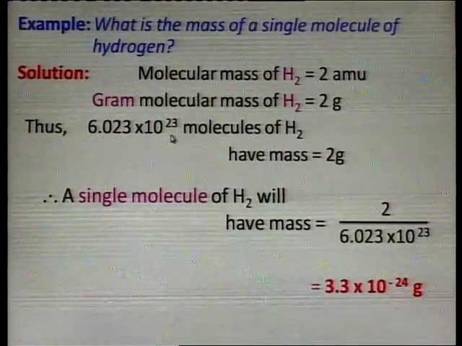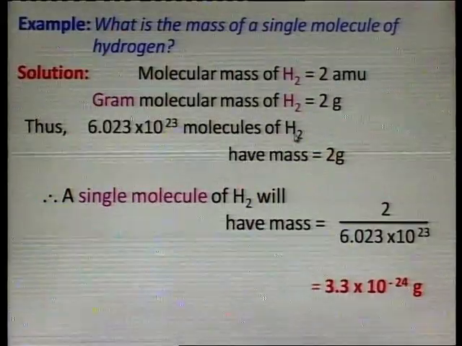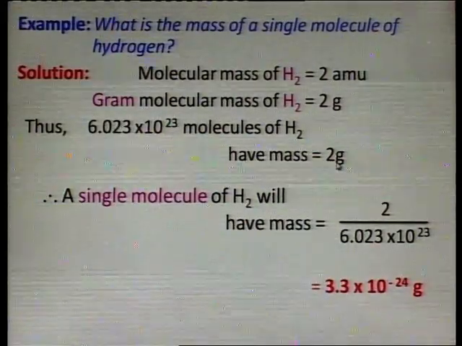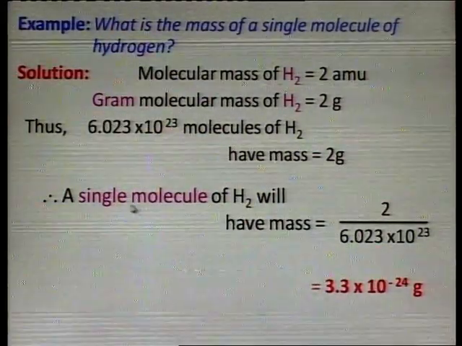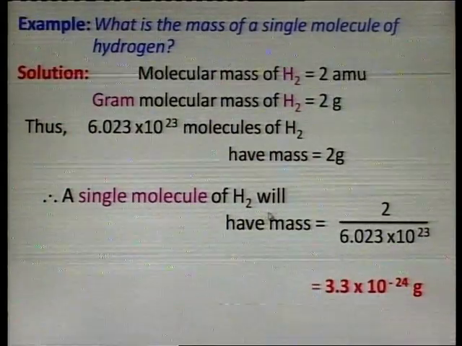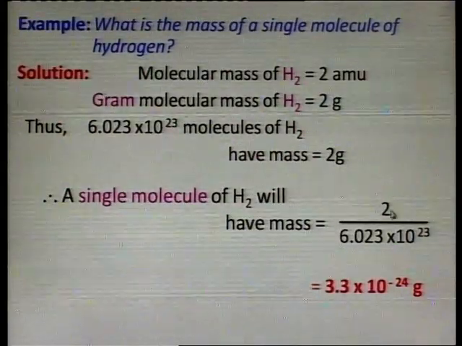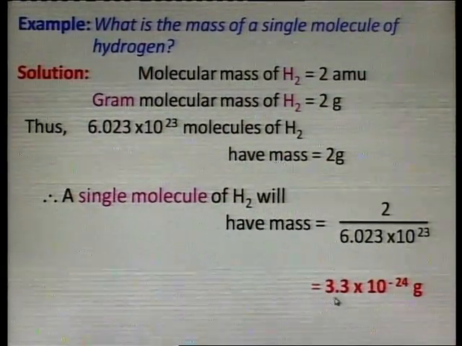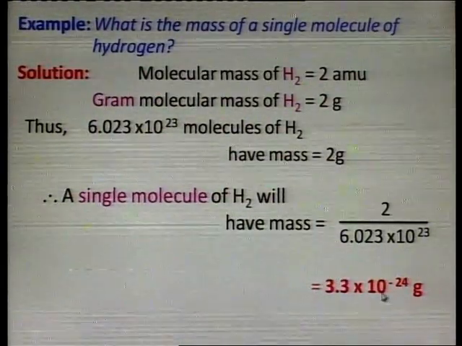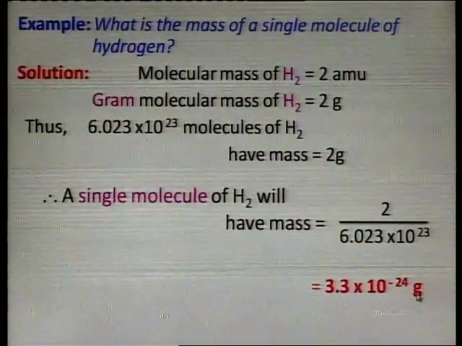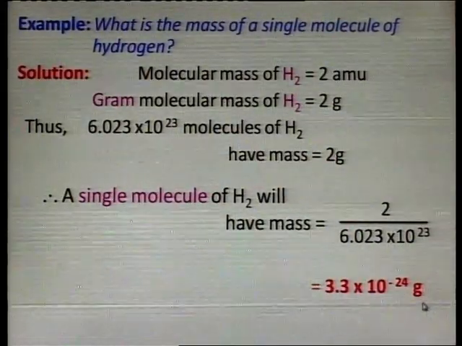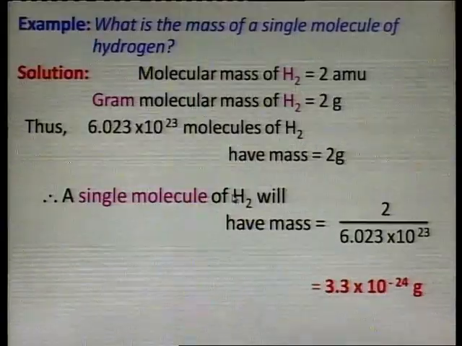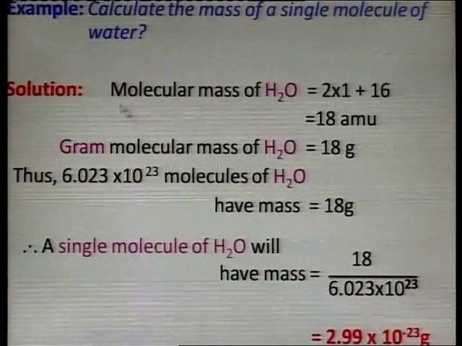6.023 into 10 raised to power 23 molecules of hydrogen will have mass equal to 2 gram, and a single molecule of hydrogen will have mass equal to 2 upon Avogadro's number. So, this is equal to 3.3 into 10 raised to power minus 24 gram. This is the mass of a single molecule of hydrogen H2.